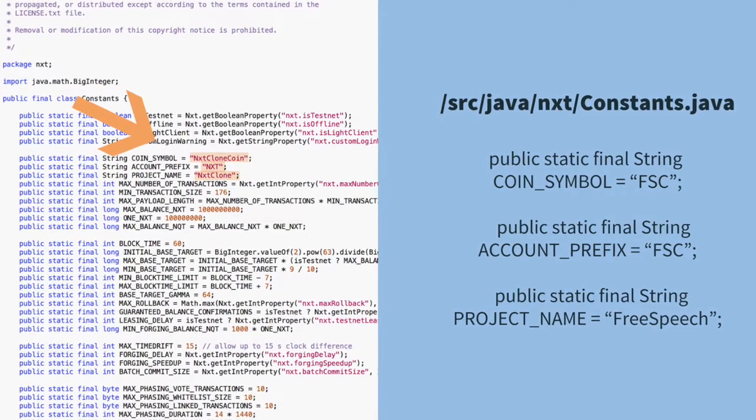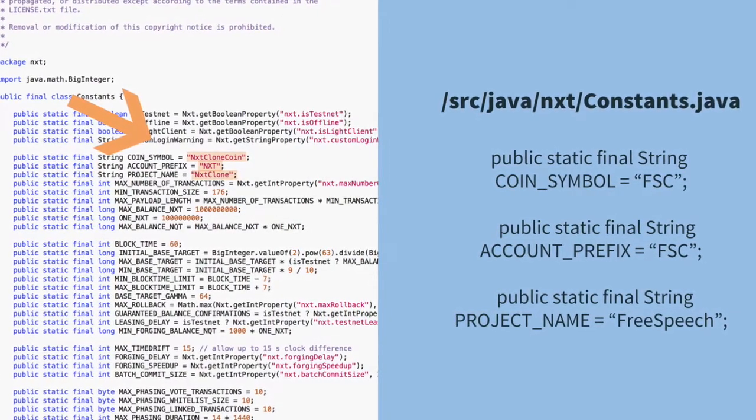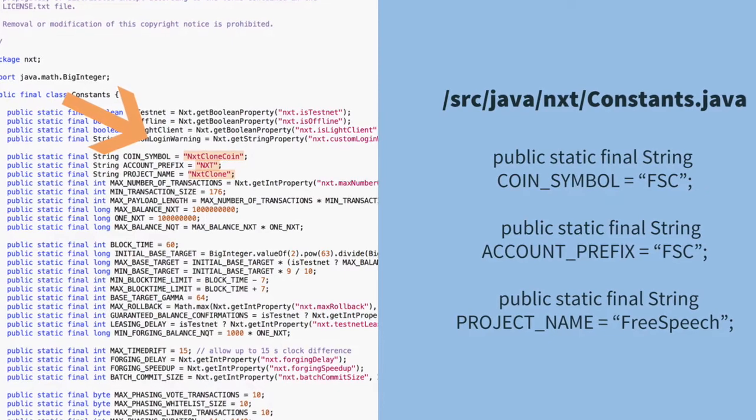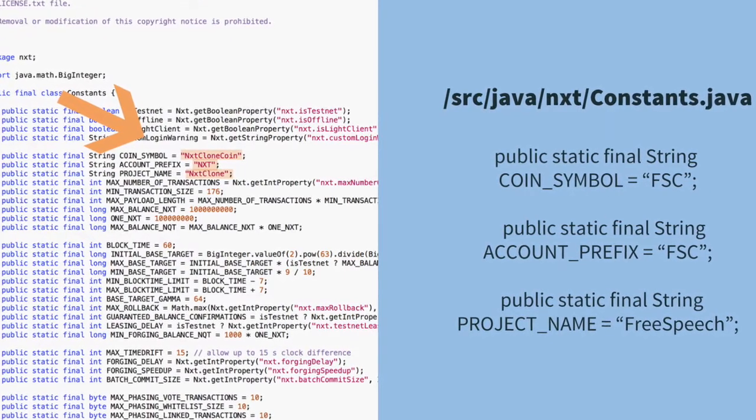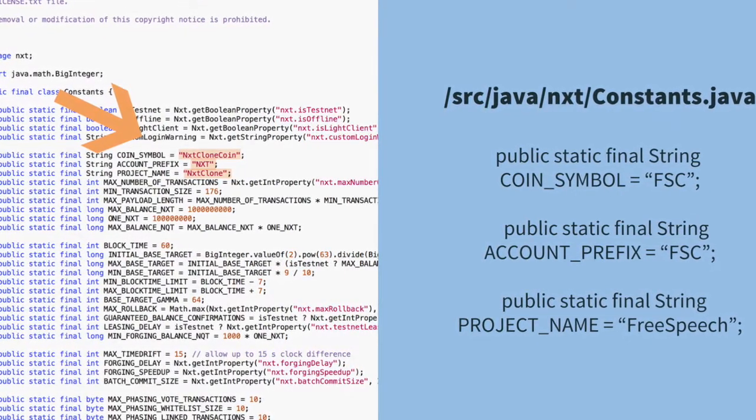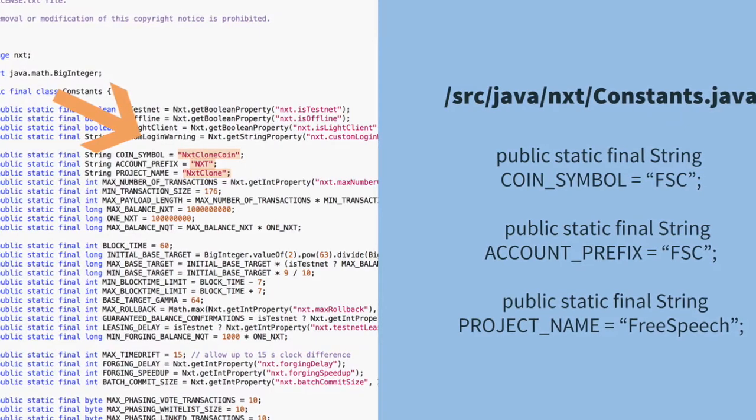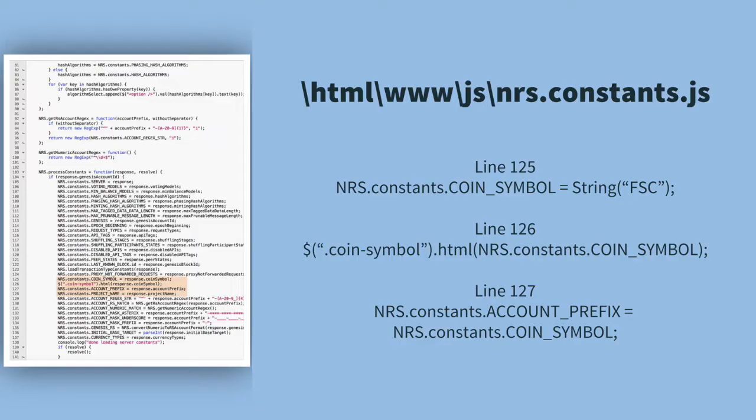There are 3 places to update this file. You can see that I've highlighted them on the left side of your screen. And on the right side of the screen, you can see where I've replaced some of those terms with my identifying symbols and names. You want to make sure that you replace the FSC with your coin symbol and the free speech with your token name. Save your file and then navigate back to the main folder of your project directory.